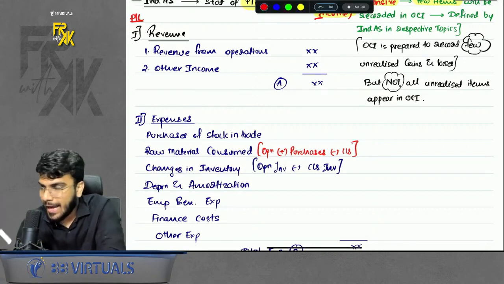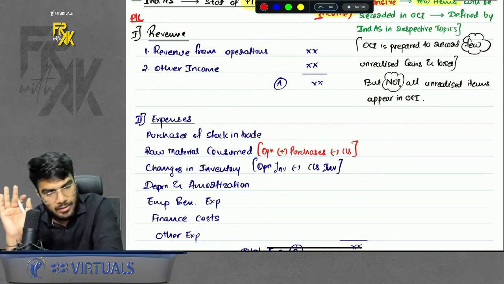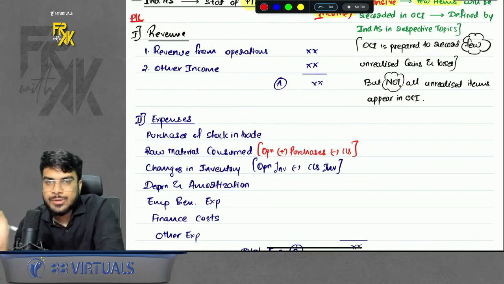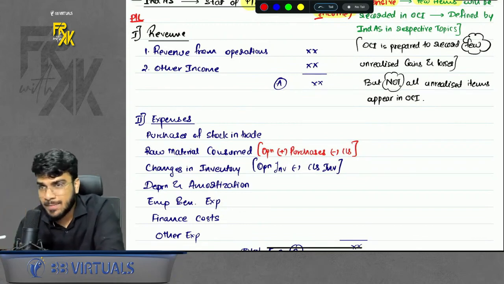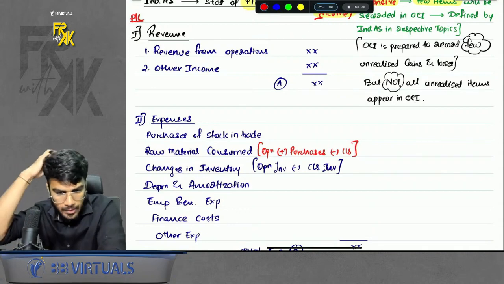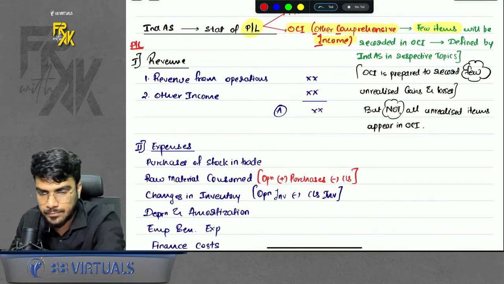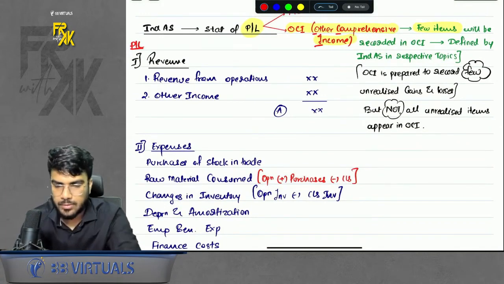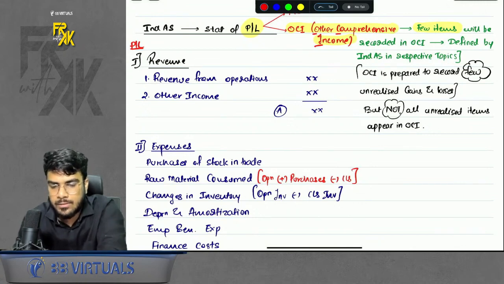Just because any item is an unrealized gain or loss, that doesn't mean it will appear automatically in OCI. Unrealized items form part of OCI, but only when they are defined by the respective IND AS. Of course, when we will study the respective topics, we will come to know about this. Is this clear to everyone? So please write this down, giving you 20 seconds again. Don't worry, I will count till 20. Done.